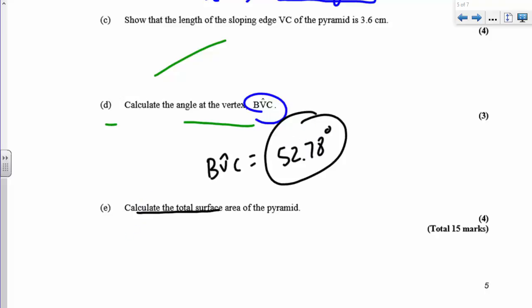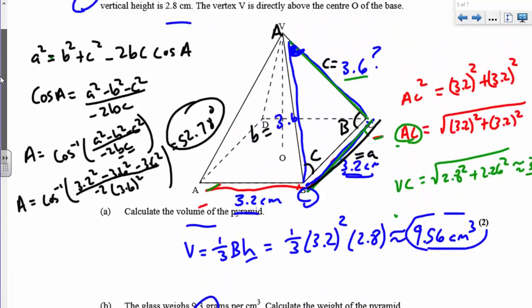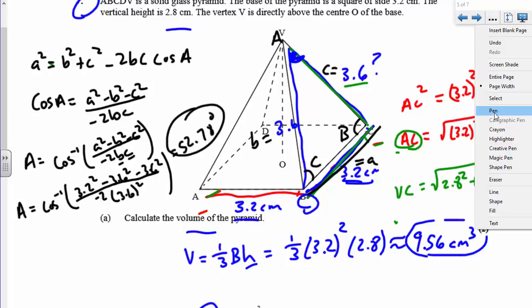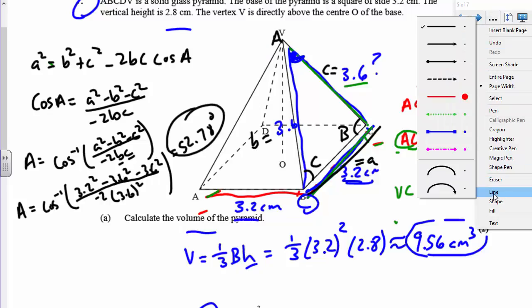Alright, calculate the total surface area of the pyramid. That's the final question, thank goodness. Total surface area: this thing is made out of glass. If you were to dip it into, I don't know, a bucket of paint, how much surface area would you cover with the paint, for instance? So that's what we're trying to figure out.